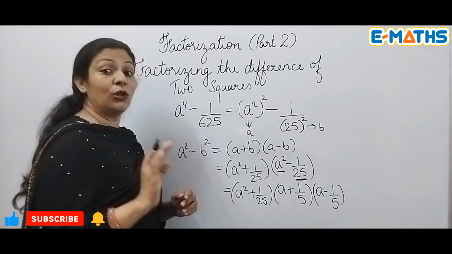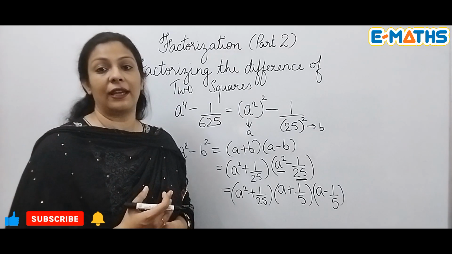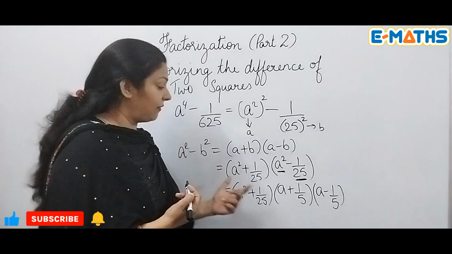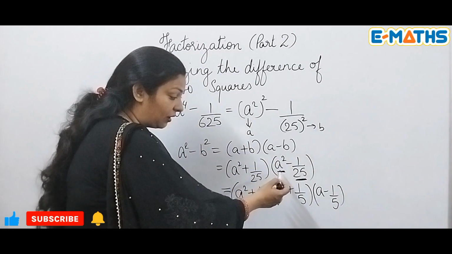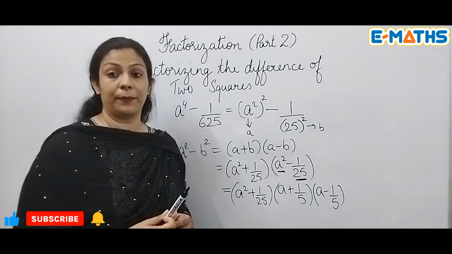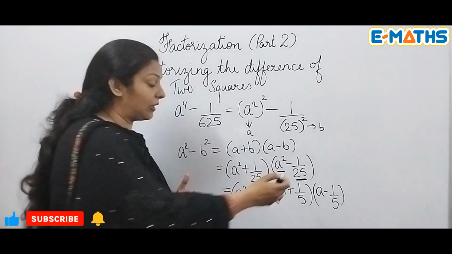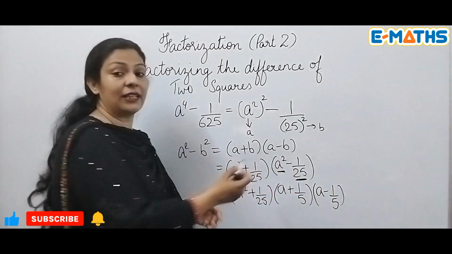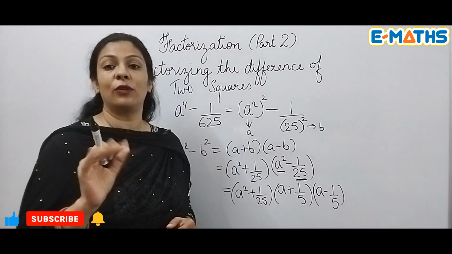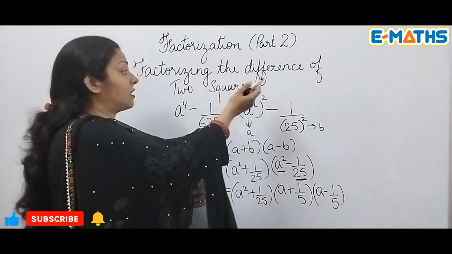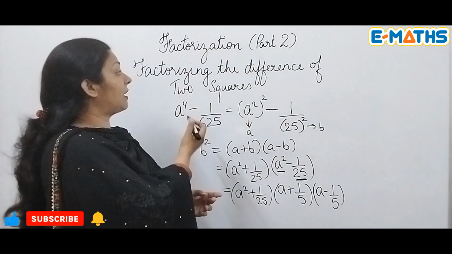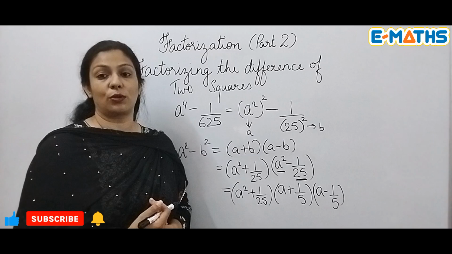So you need to look at how much you can factorize a particular question. Here we did it once, but then we got our answer. We again saw that a has a square and even this 25 can be written as 5 square, so that can again be factorized. We did this identity again in the next bracket where we had that minus sign, because the identity is applied only when there is a minus sign between 2 squares. That's what it says, the difference of 2 squares. So that's how we do factorization of the difference of 2 squares.